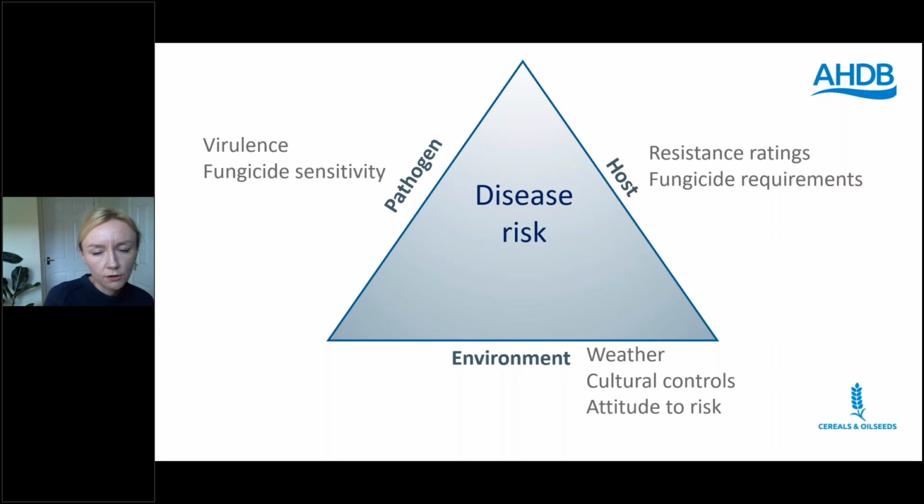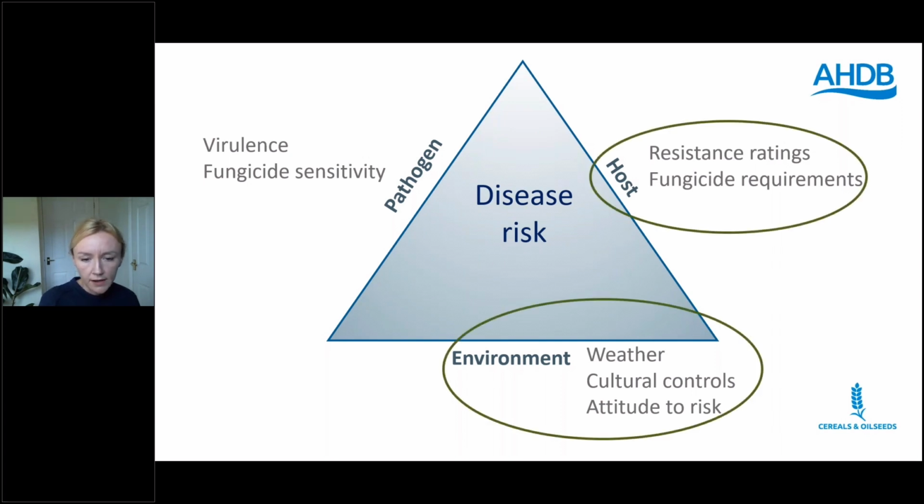Any pathogen or any kind of host pathogen interaction or disease control strategy is based around 3 things. So the pathogen, as we've heard about earlier from Charlotte and Amelia and Nicola, looking at virulence and fungicide sensitivity. And also Paul talked about resistance and fungicide requirements. But what we're really going to focus on in the next 15 to 20 minutes is decisions around the environment and also the host or the variety. So these 3 things have to come together to form a successful disease interaction.